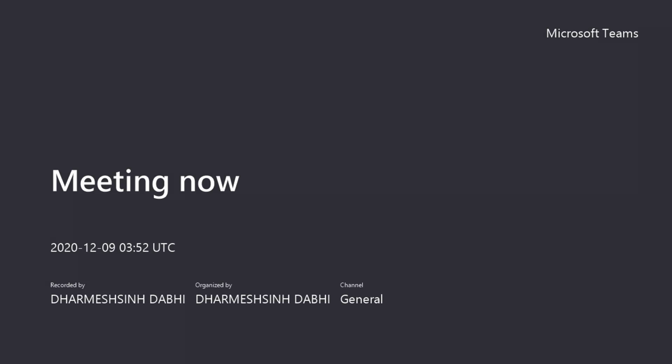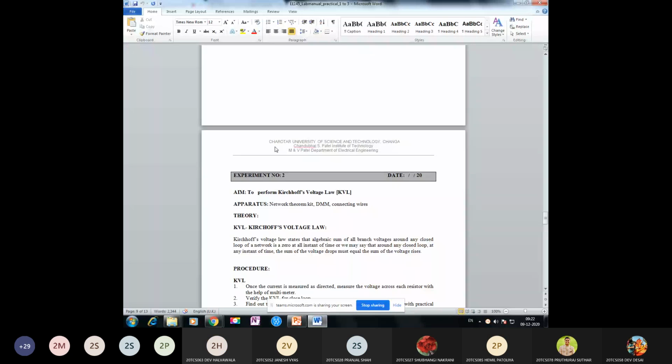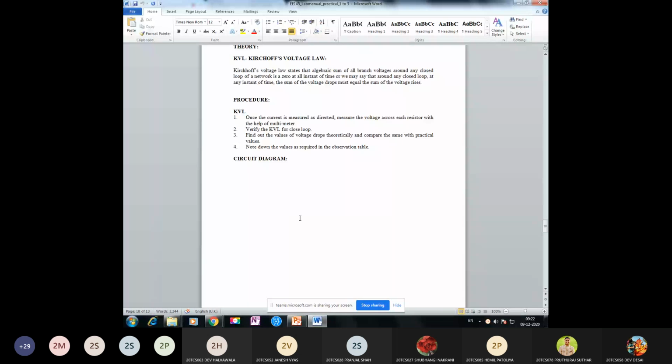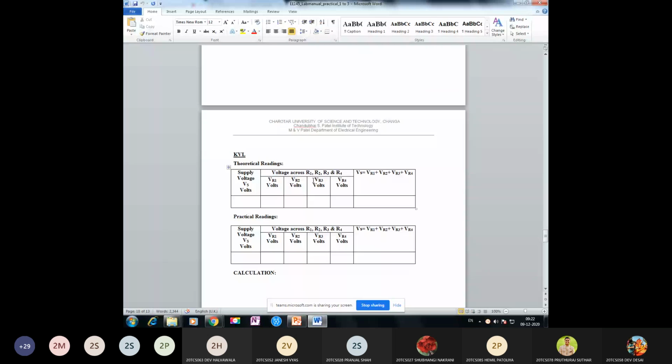Just write the conclusion at the end of this experiment. Okay, in experiment 2, perform Kirchhoff's voltage law. Here there is a circuit diagram you have to draw. Then there are two tables, one is theoretical reading and another is practical reading. In the theoretical reading, you first calculate the theoretical answer of the voltage across R1, R2, R3 and R4, theoretically by using the KVL.